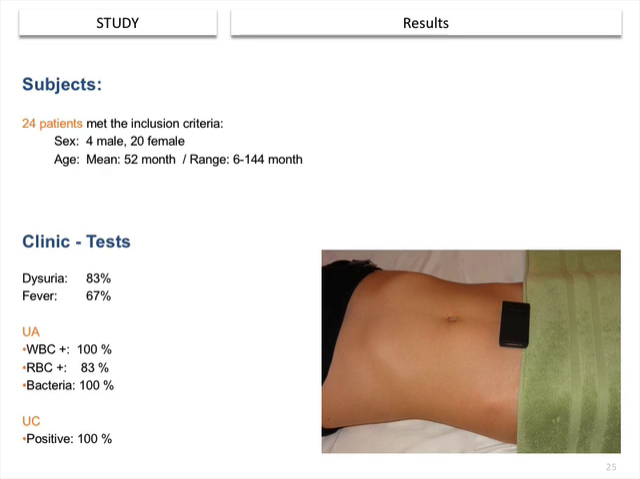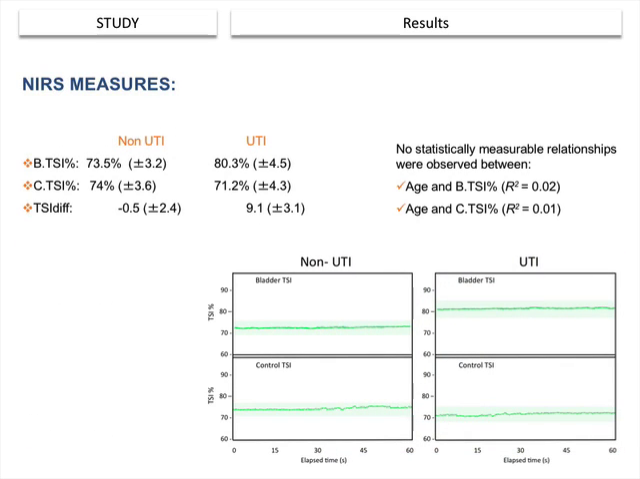In our cases, 83% showed dysuria, and in 67% we had fever. On urine analysis, 100% showed WBC and bacteriuria, 83% showed RBC, and the urine culture was positive in all of them. So really acute UTI.